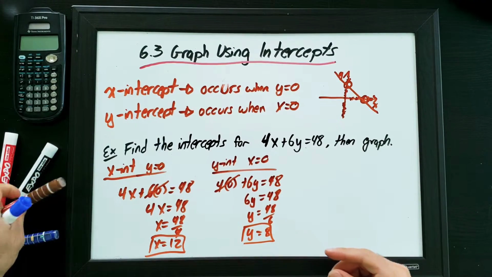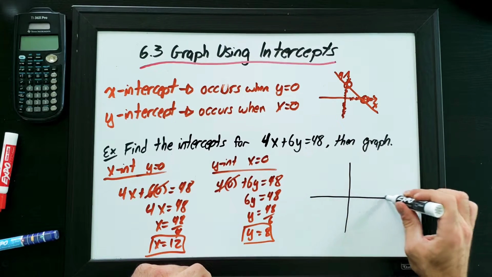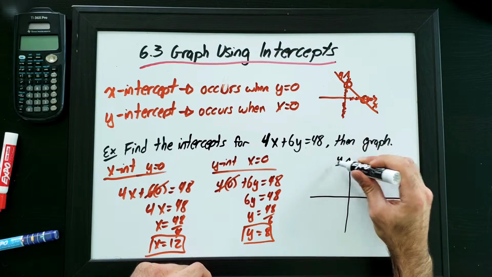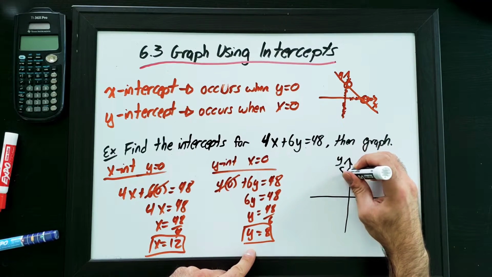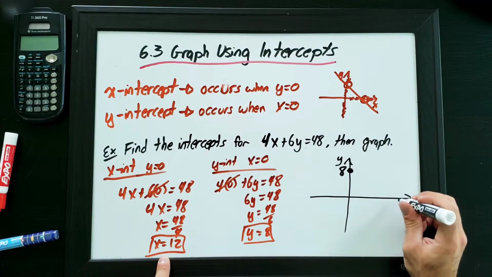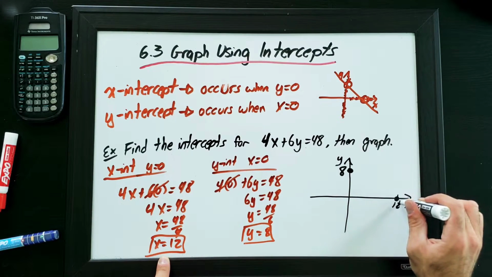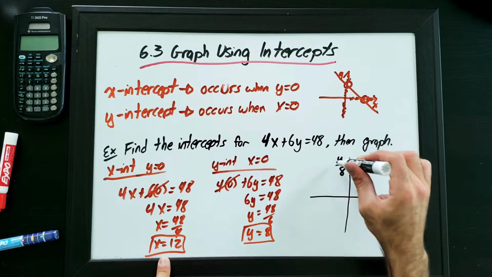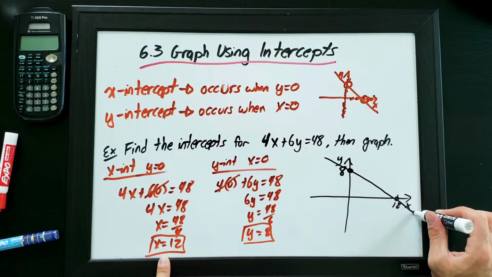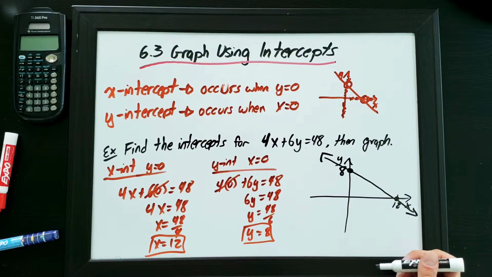So if I'm graphing this on a Cartesian plane, okay, or a graph, whatever you want to call it, then all I have to do is plot my y-intercept, 8, and plot my x-intercept, 12. This is where at 12 it intersects the x, at 8 it intersects the y. Don't connect the dots from here to here. Draw a line through the dots with arrows on both sides, and this is graphing using intercepts.